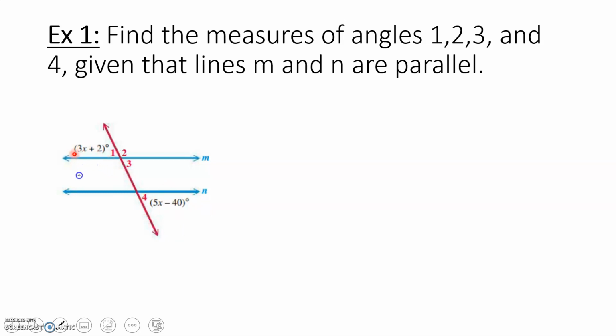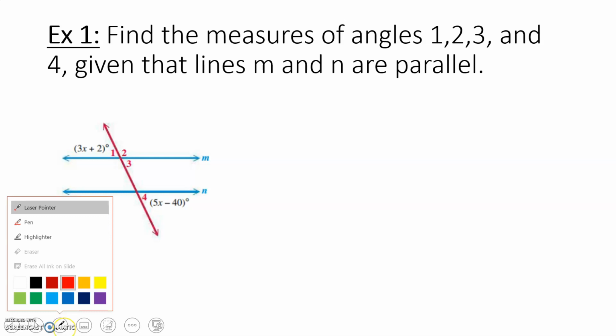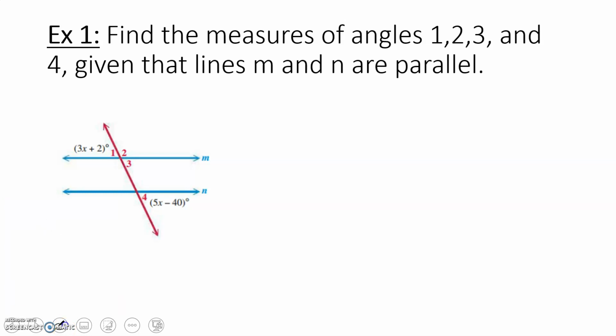Well, look and see, how do angle 1 and angle 4 compare? Well, they're on the opposite side of the transversal, so they're going to be alternate. And they're both on the outside of the parallel lines, so they're going to be exterior. So those are alternate exterior angles. Alternate exterior angles are equal. And so what we want to do is take the 3x plus 2 and set it equal to the 5x minus 40, because those angles are equal. And then we want to solve for x.